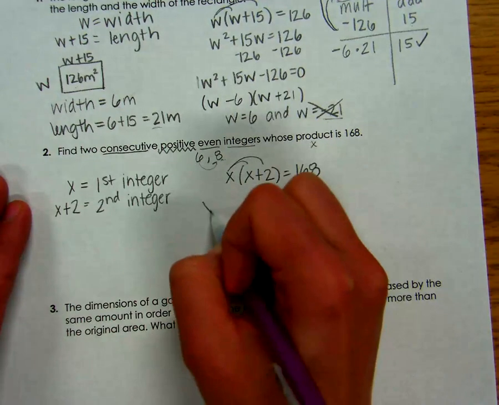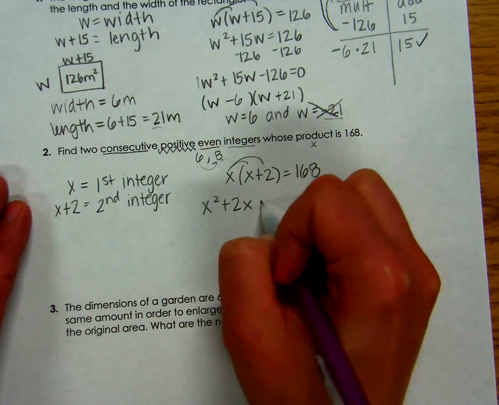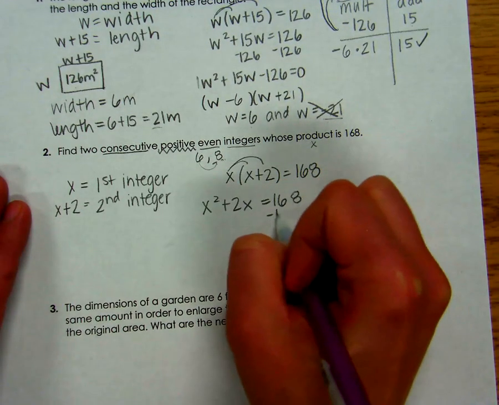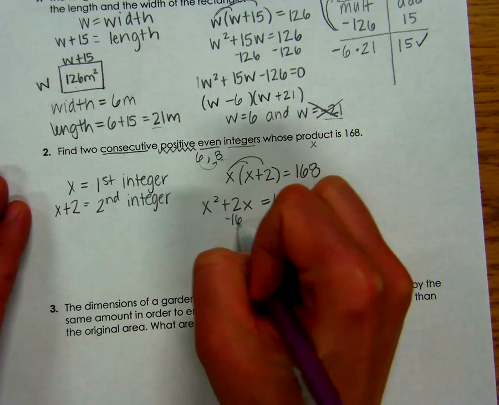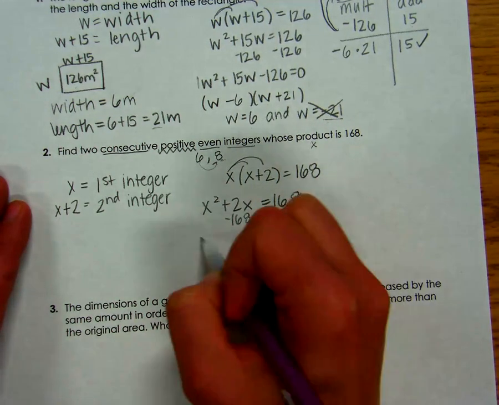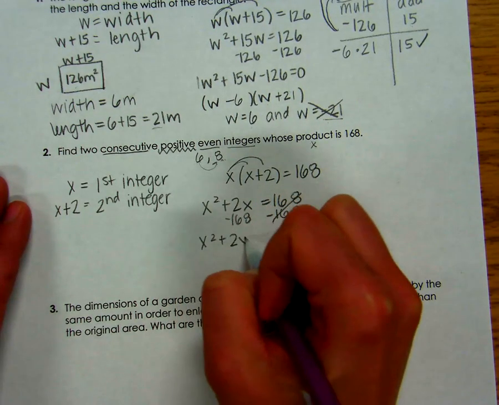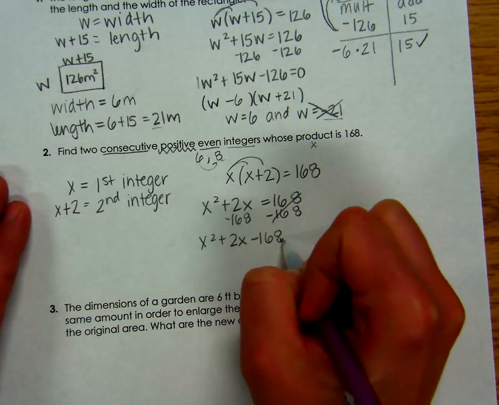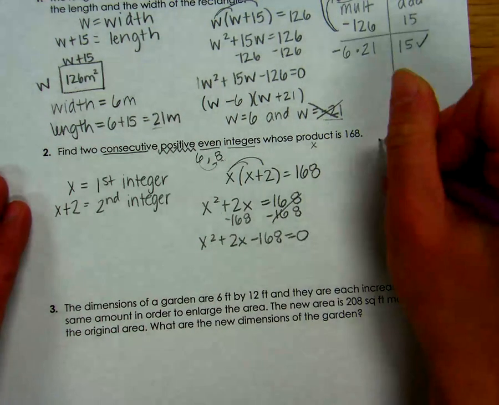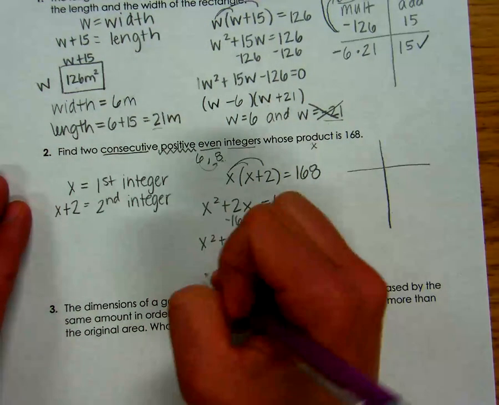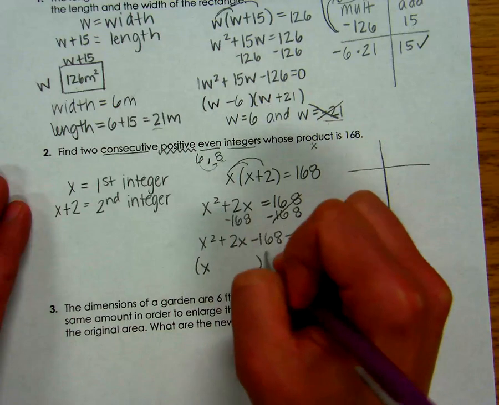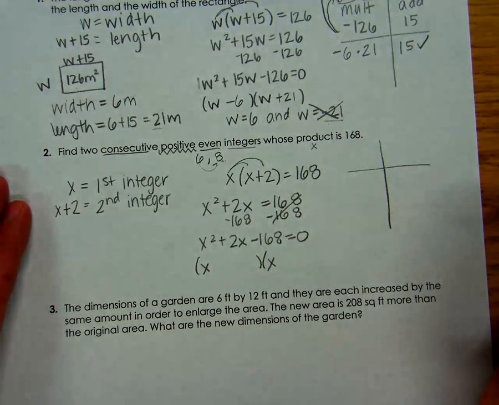I'm going to distribute: x squared plus 2x equals 168. And then I want to get it equal to 0, so I'm going to take away 168 from both sides. From here, I have to factor to solve for x. So again, I don't have to do anything too crazy because I know my leading coefficient, my a, is 1.